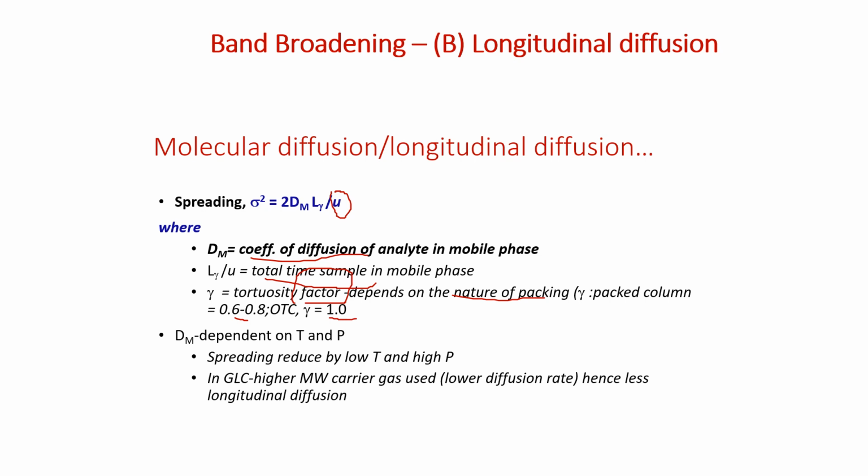So DM is also dependent on the temperature and pressure. So if, let's say, you have a GC with a high molecular weight carrier gas, the longitudinal diffusion is less.